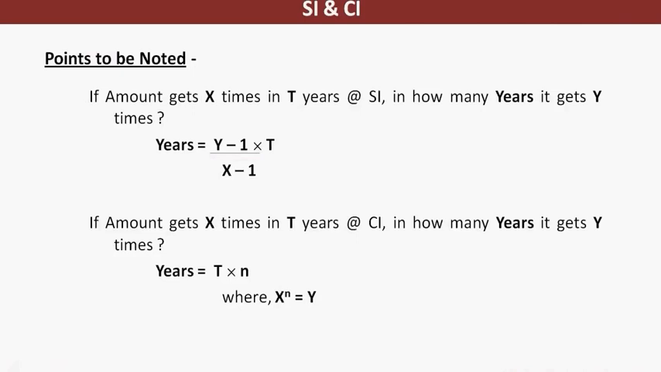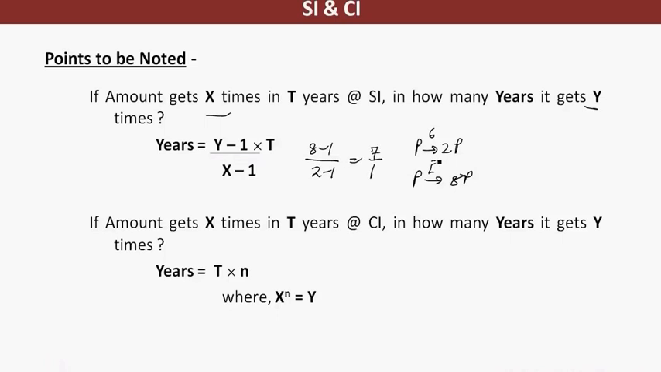If you want, you can remember the simple formulas for the same. However, without the formulas, the question turns out to be simpler. The amount gets x times in t years. So it was something like the amount becomes double in 6 years. In how many years will it get y times? That means P will become 8P in how many years? So basically, the formula would be y minus 1. Y minus 1 means 8 minus 1.